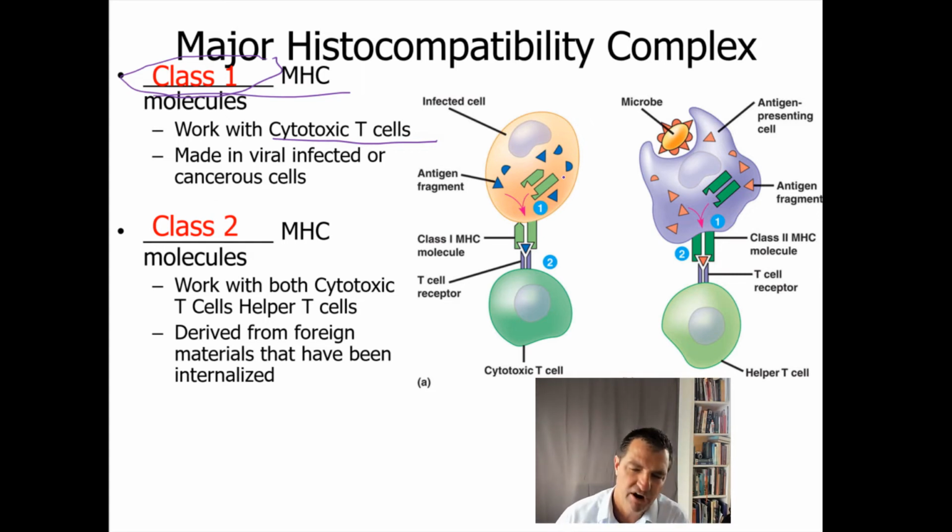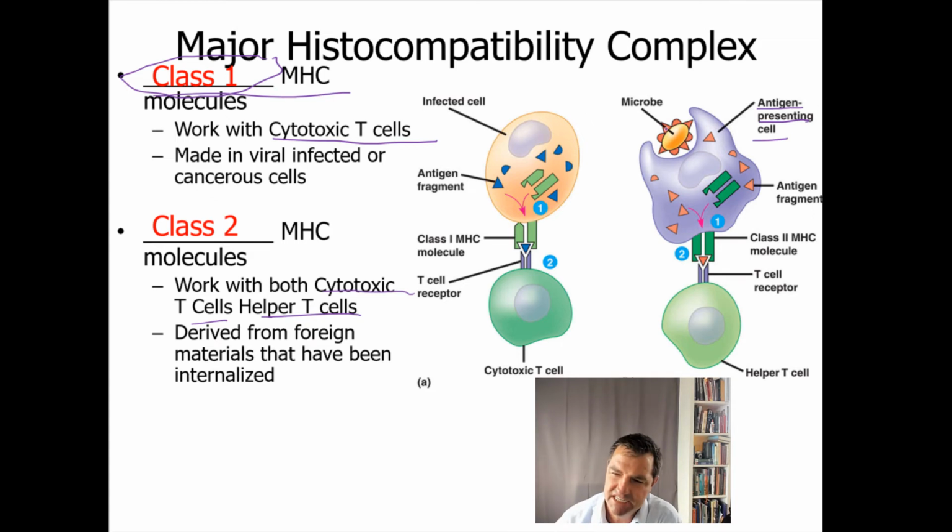Now, there's also what's called a class 2 MHC, and a class 2 MHC is normally not present. You have certain cells, and often we call them antigen presenting cells because they do exactly that. They present antigens from things that they've come across in the environment of your body. A class 2 MHC works with both cytotoxic T cells and helper T cells.